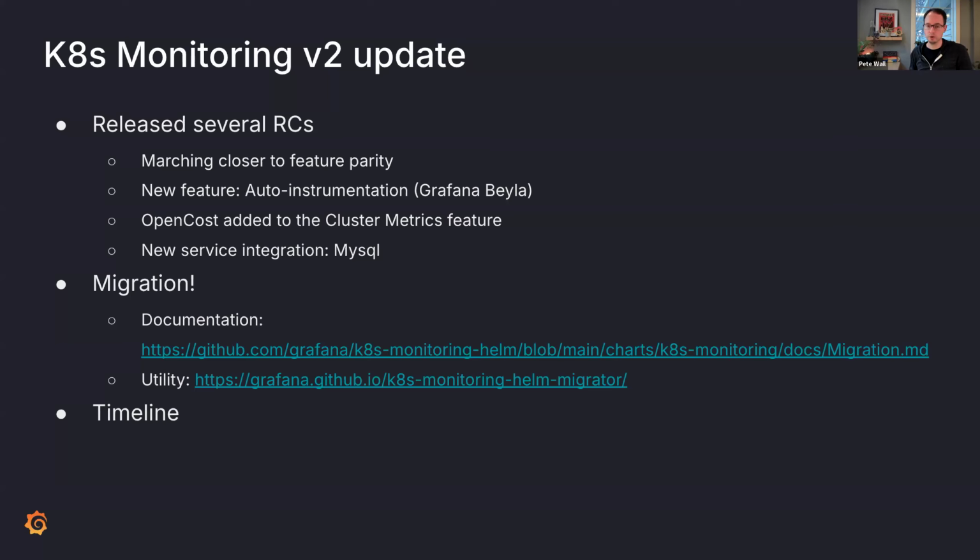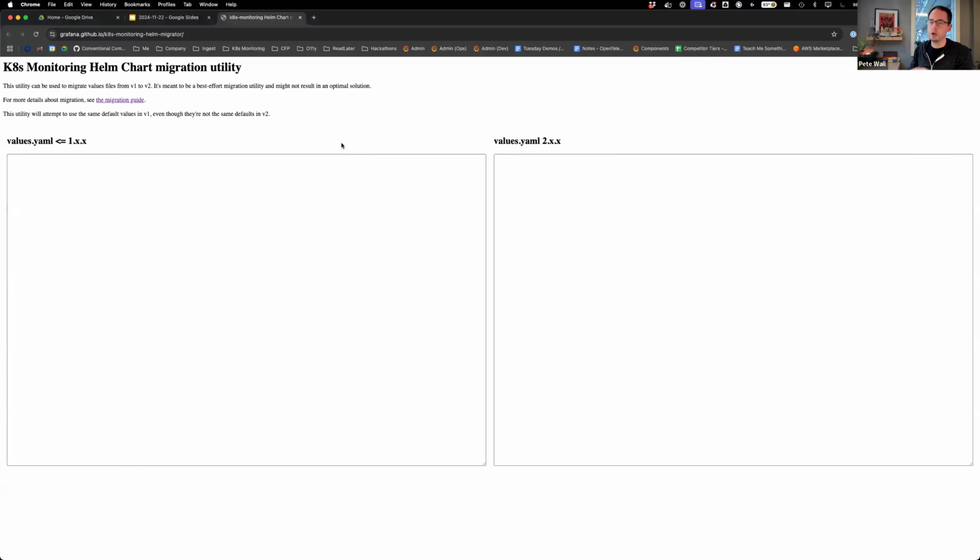There's a migrator tool. You know what? Show, don't tell. So I'm just going to open this up real quick. When you go to that, you just get this really simple website. The goal will be you copy and paste your V1 Helm chart values file into here, and it will spit out a V2 Helm chart values file over here.